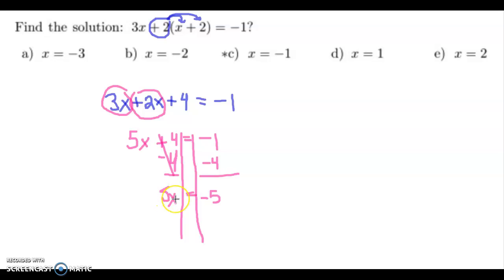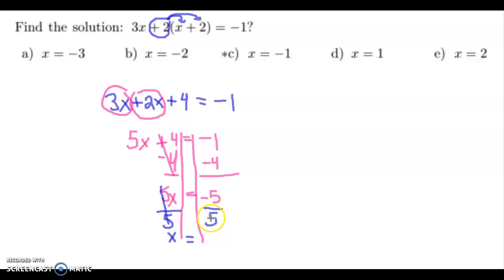I know the 5 and the x are attached by multiplication. So in order to undo multiplication, I'm going to divide. And I always divide by the number that's in front of the variable. So in this situation, it's a 5. And anything I do to one side, I do to the other. 5 divided by 5 is a fancy form of 1. So I'm left with 1x.